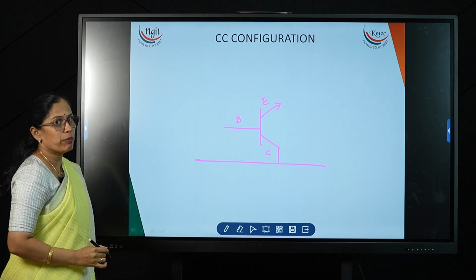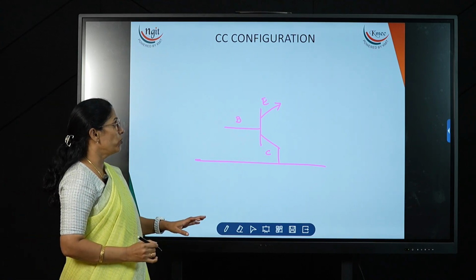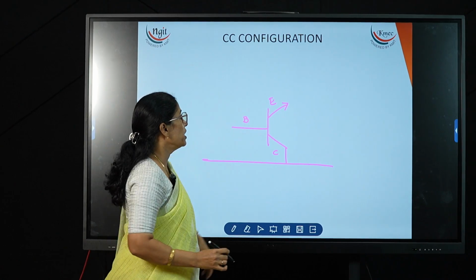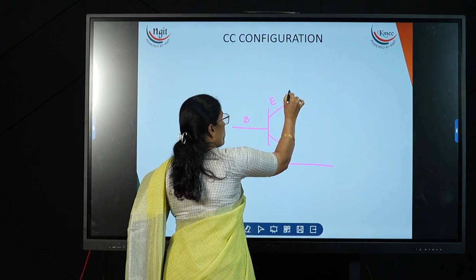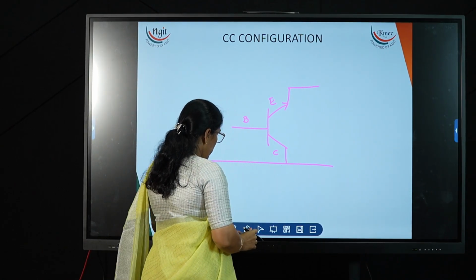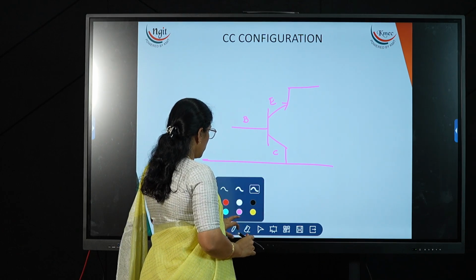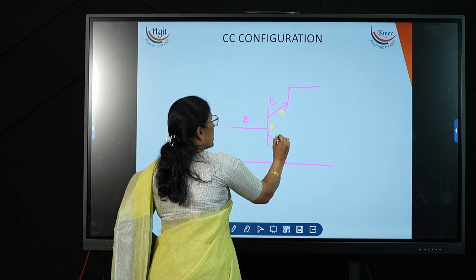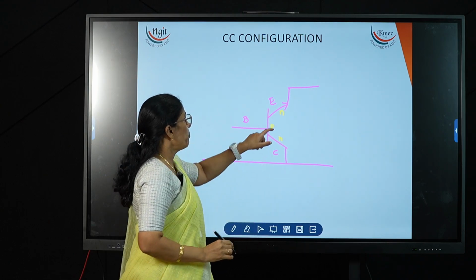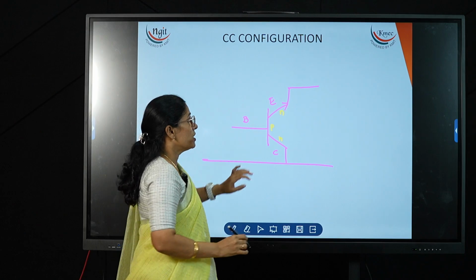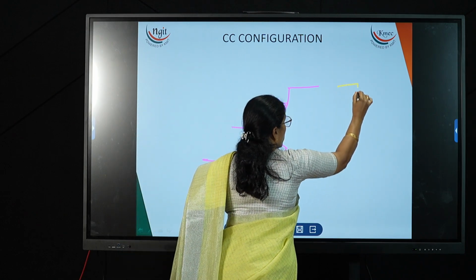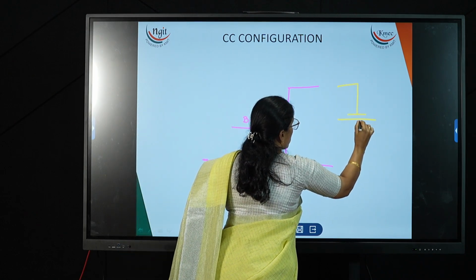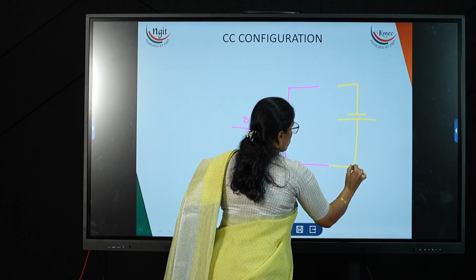And we need to apply the bias. How to apply the bias? We know that for the emitter we need to apply the forward bias. Now here this is an NPN transistor, which means emitter is N material, base is P, and collector is N. So to apply the forward bias to the emitter, N should be connected to the negative plate and the positive plate to the ground.